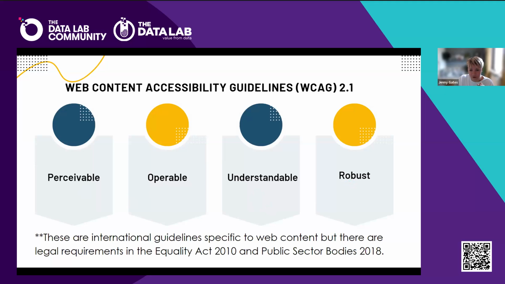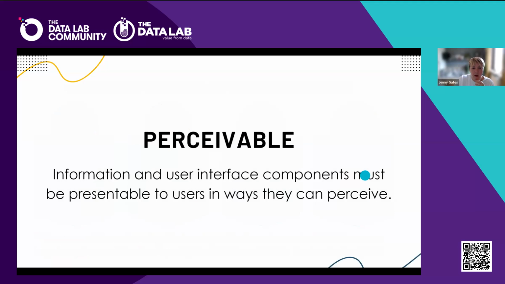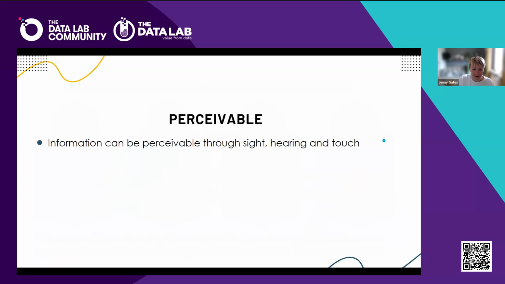But we will just go through them in a little bit more detail. So perceivable: information and user interface components must be presentable to users in ways they can perceive. And let's go through a couple of sub-points of that heading. So when we think about how we perceive information, there can be an instant response, particularly in a room of visualizers, that it is only visually perceived. But bear in mind, we use hearing to perceive information, and we also use touch.